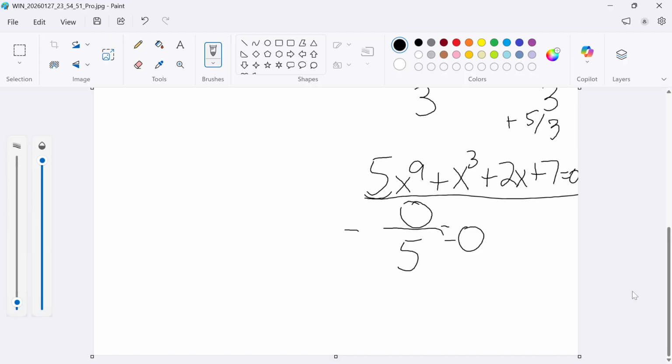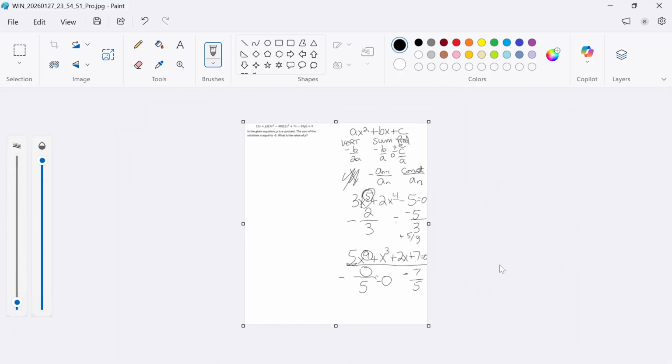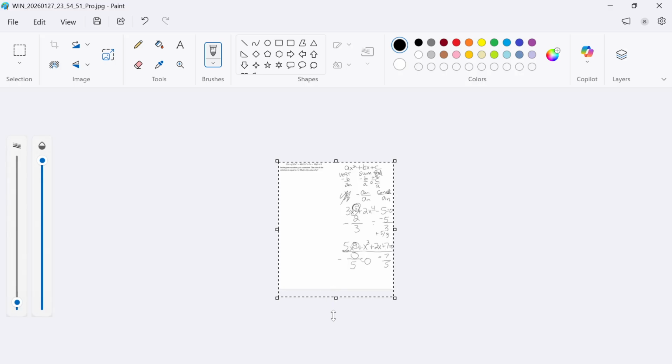What would the product be? The product would be, now this is odd, the 9th power is odd, so I put negative. Then I put the constant divided by the number in front of the highest power. So the product of solutions for that one will be -7/5. I will do one more, and then I'll get to the actual SAT question.